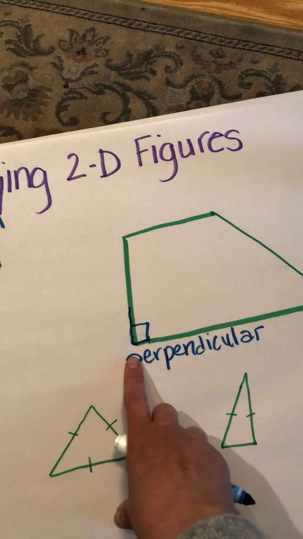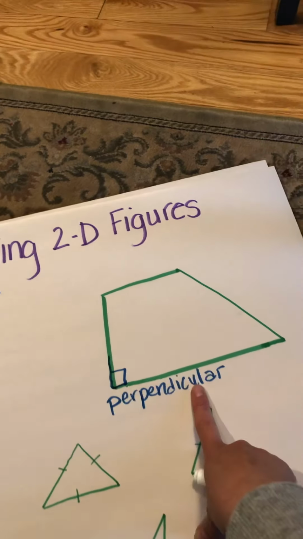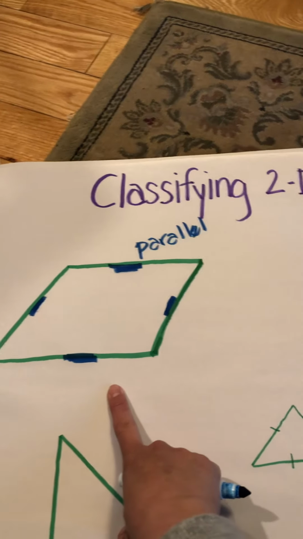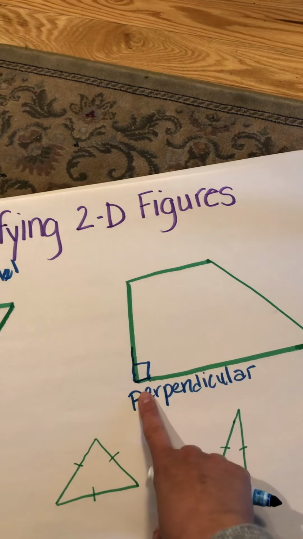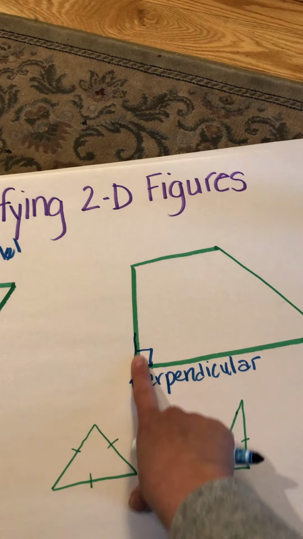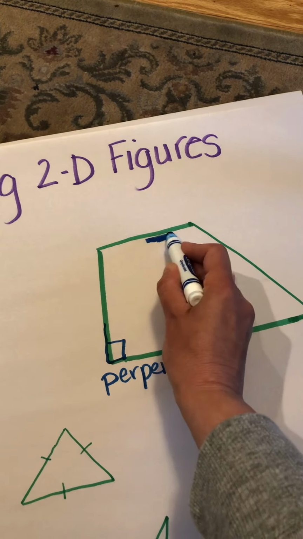You can see in this shape, I could say this shape has perpendicular lines, this shape has parallel lines, but I could also say that this shape has a pair of perpendicular lines as well as a pair of parallel lines right here.